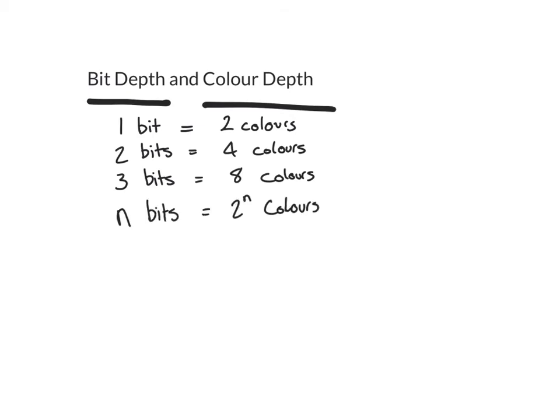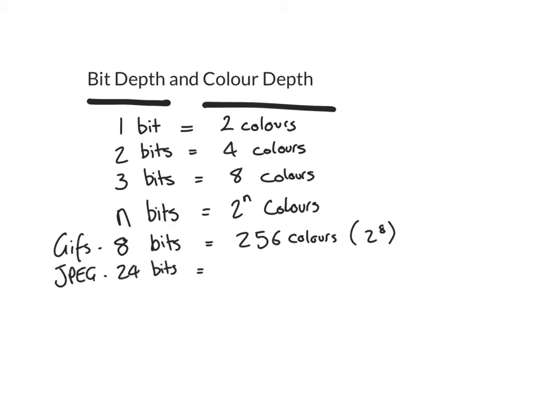So for a GIF, that uses 8 bits per pixel, which means it can have 2 to the power of 8, which is 256 colours. JPEGs use 24 bits, which means they would have a colour depth of 2 to the power of 24, which is 16,777,216 colours. This is roughly the same amount of colours that our eyes can discern between, so there's not much point in using any more bits than this particular number. You should also note that using more bits per pixel in order to give you more colours will also give you a larger file size.